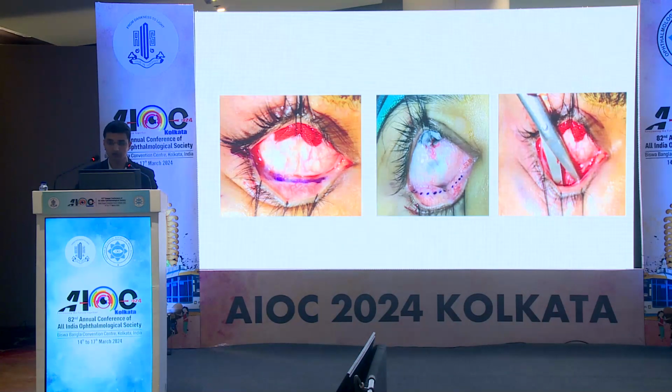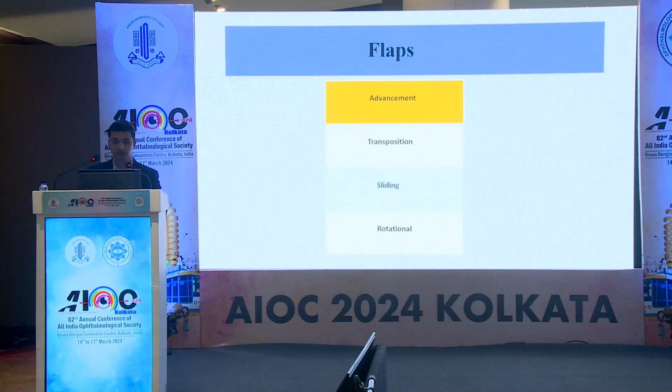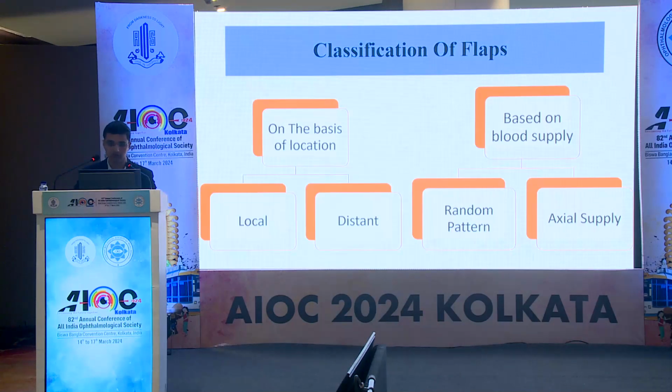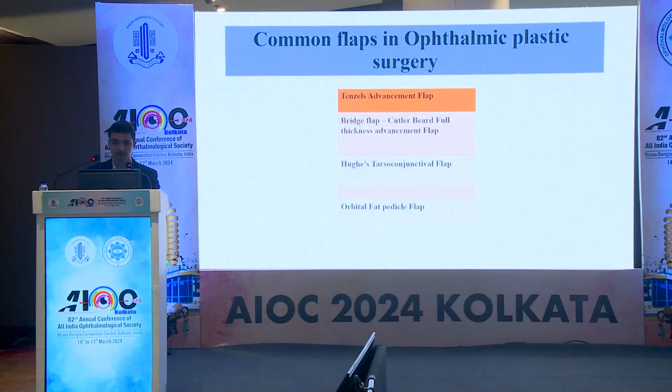greater palatine. Coming to the flaps in ophthalmic plastic surgery, the common flaps that we use are advancement flaps, transposition flaps, sliding flaps, and rotational flaps. Flaps can be classified based on location as local flaps or distant flaps, and based on blood supply as random pattern or axial pattern. Importantly, in random pattern the vascular supply lies on the rich subdermal vascular plexus, while in axial pattern it is directly from a direct cutaneous artery.